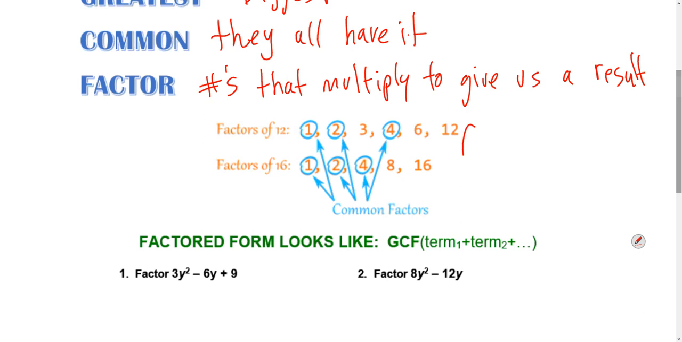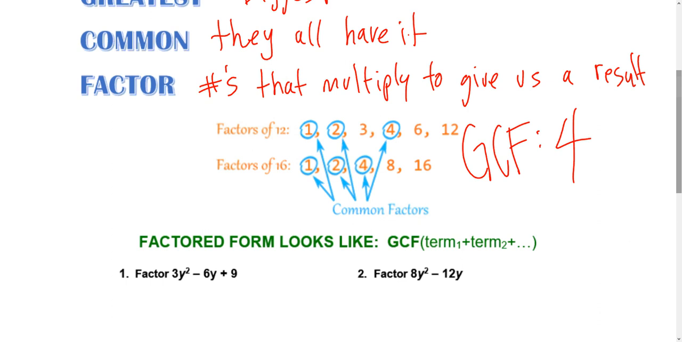So in this example right here, the GCF is 4. And you can see they both have 2s, and they both have 1s. So if you don't put down the 4 as your greatest common factor, that affects everything else we do. So it's going to be super important that you make sure you pull out the biggest number possible.